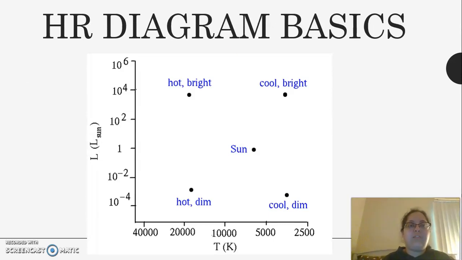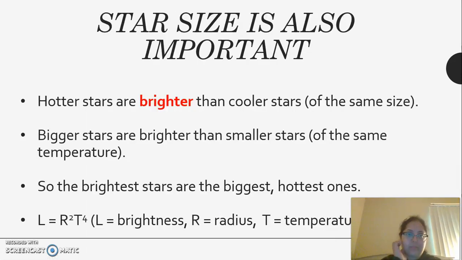Okay, so this is just the basics of the HR diagram. Hot and bright goes to the top left, cool and bright goes to the top right. The sun is sort of in the middle, and of course, dim is at the bottom, hot at the left, and cool at the right.